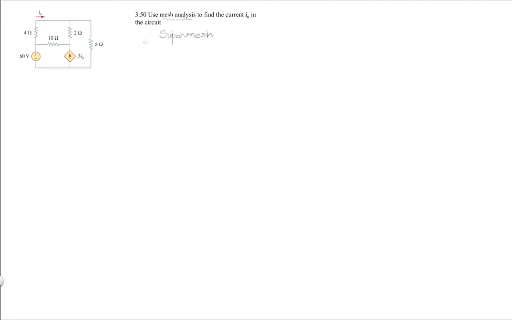So remember that the purpose of mesh analysis is to solve for currents. That's what we're going to solve for, so we're going to find out currents in the network. We go about doing that by looking at the meshes. There are three meshes that can immediately be identified here. So I'm going to redraw the circuit with those meshes identified so that I have more room.